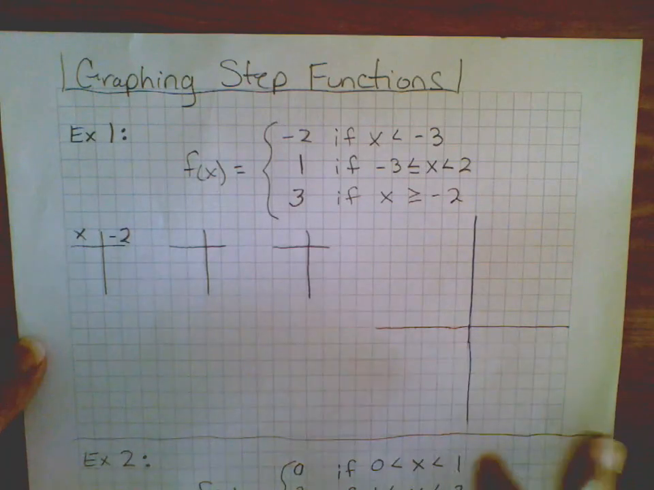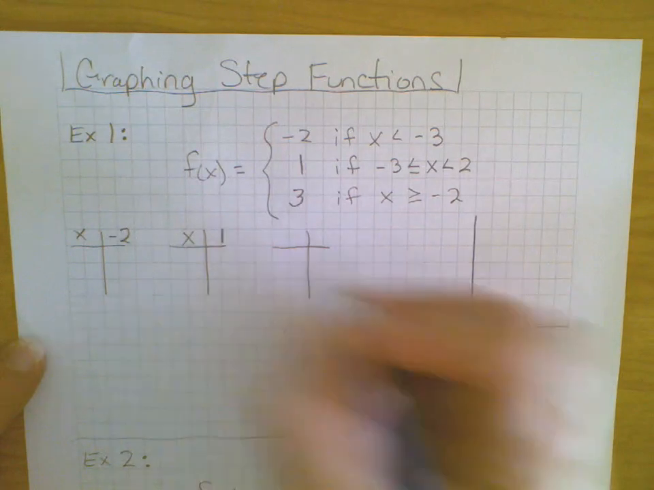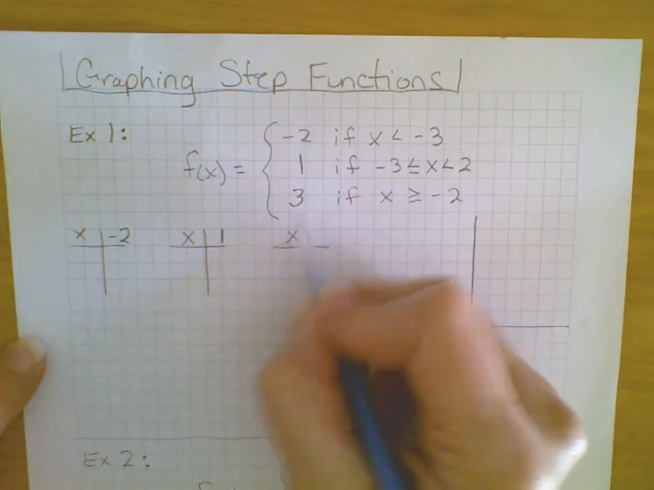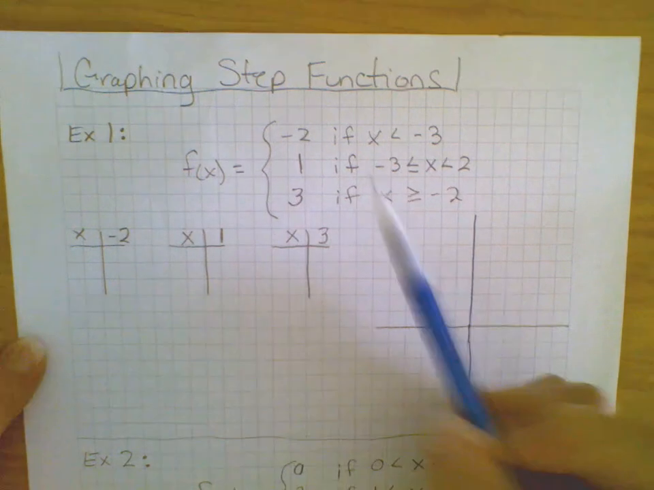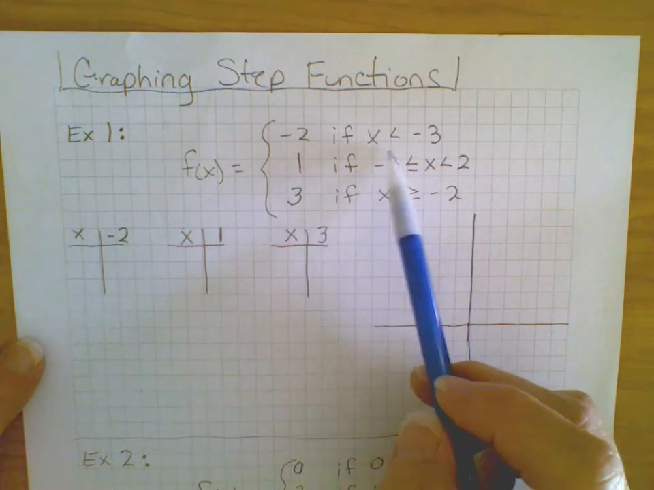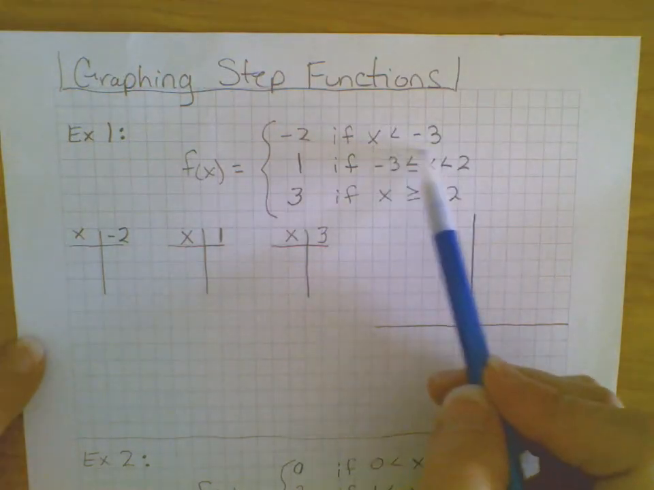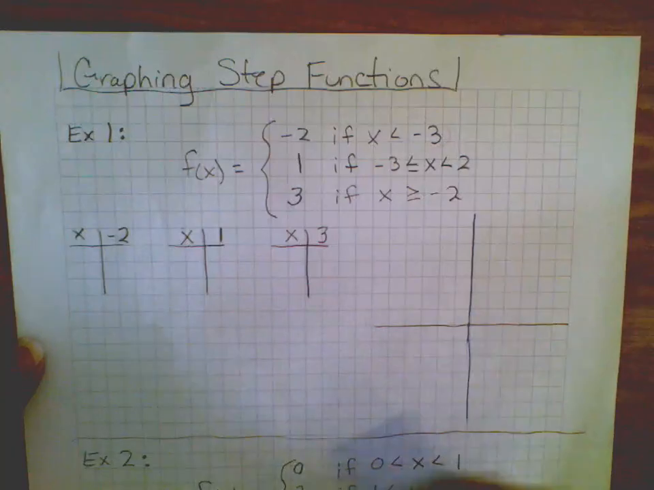Actually, there's no X on it. And so this will be X, and this will be paired with 1. And then X paired with 3. Because that's what this is saying. The first function is always -2 if X is less than -3. So here's where these pieces come in. X is less than -3.